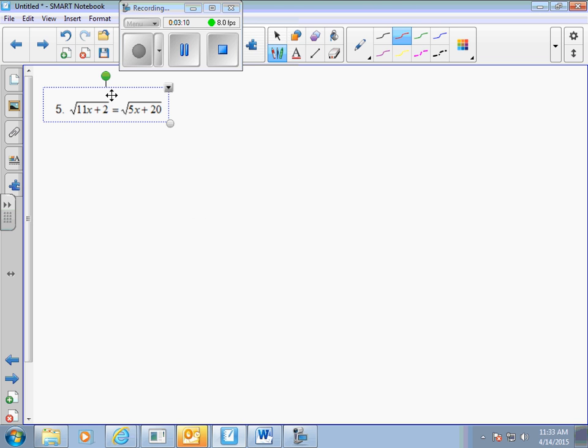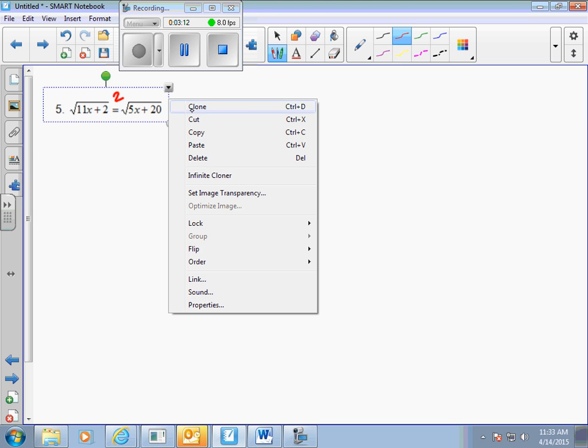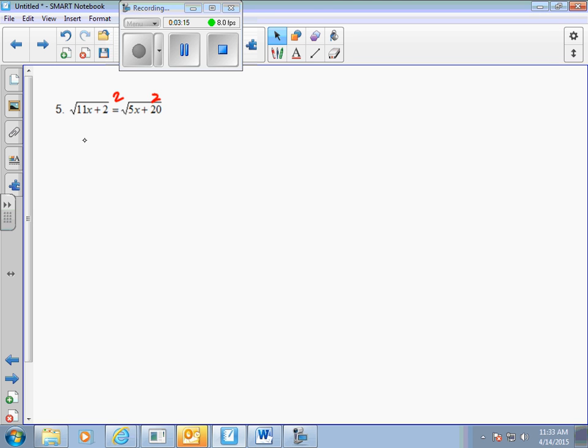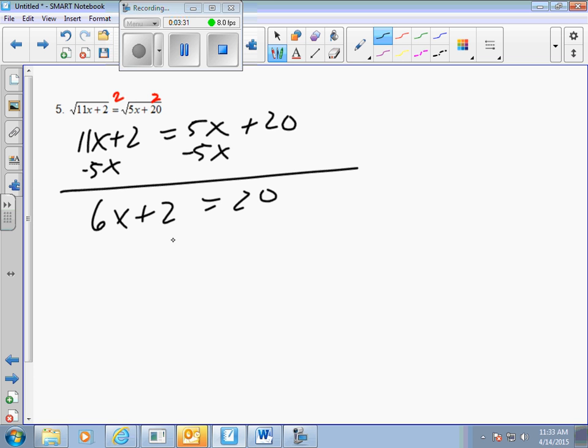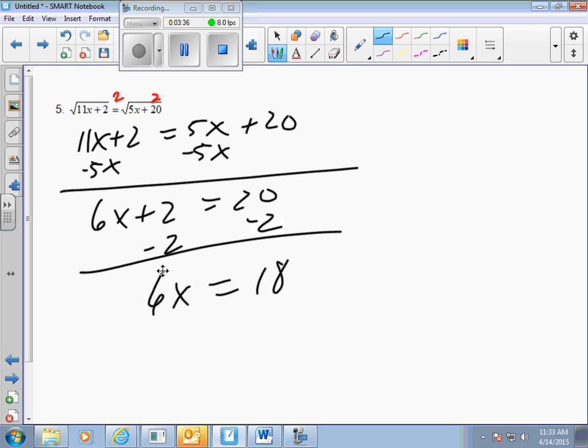5. When I square both sides here, I get 11x plus 2 equals 5x plus 20. If I subtract 5x from both sides, I get 6x plus 2 equals 20. Minus the 2, I get 6x equals 18, so x must be 3. And we would have to check that back in because we squared both sides, and it does work.